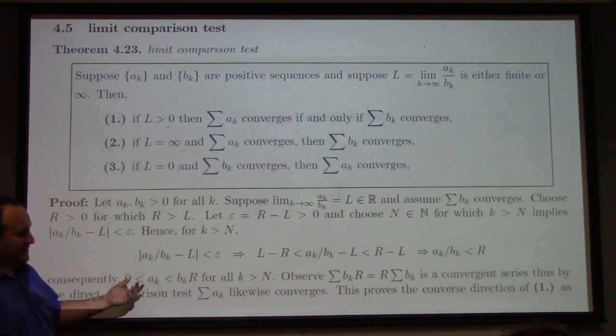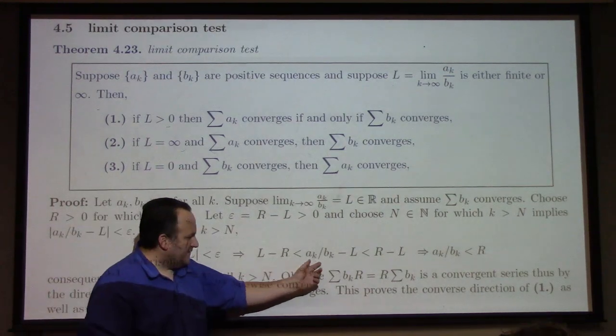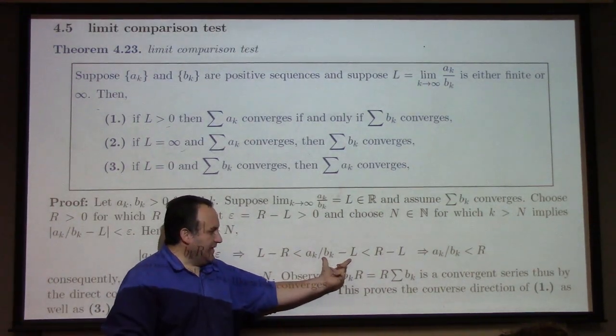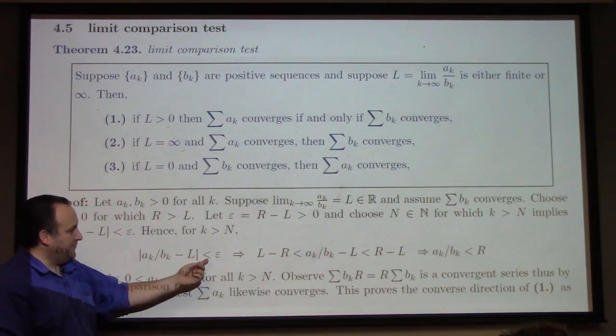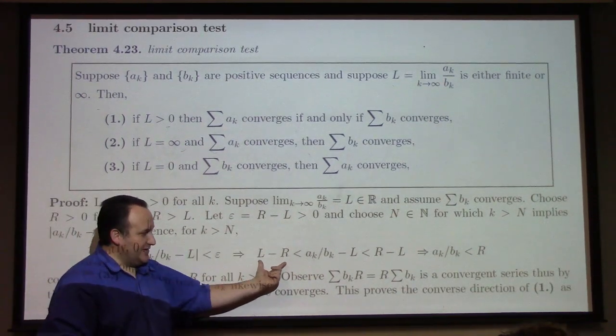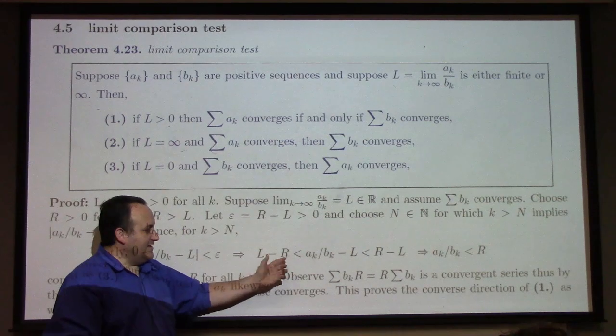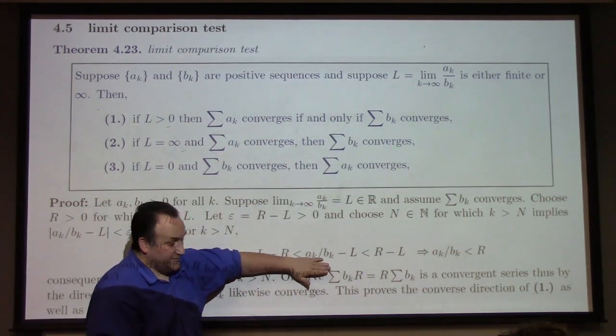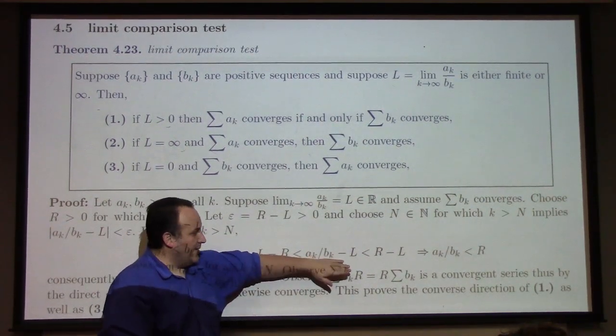Great. What does that mean? Well, that means that this difference is before and after the absolute value, and minus epsilon. So epsilon is R minus L, and minus epsilon is L minus R. I don't think I even need this side of it. So I'm just working over here if I remember right.